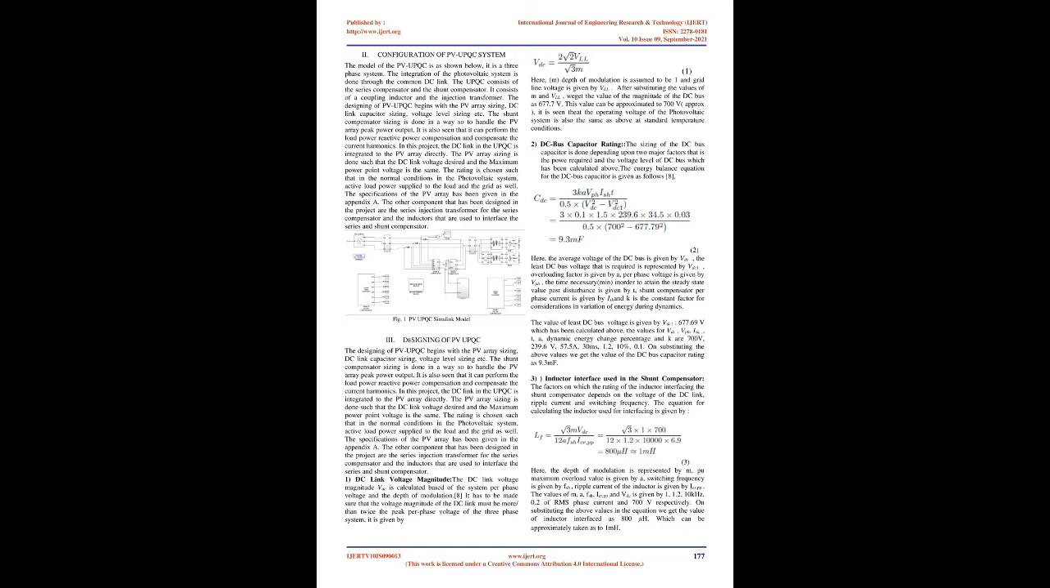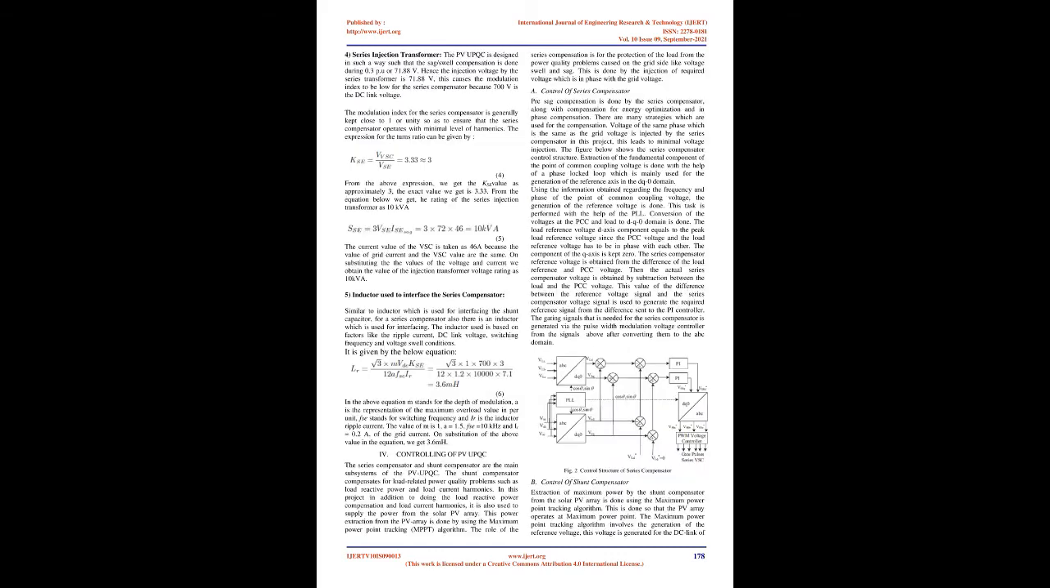Configuration of PV-UPQC system. The model of the PV-UPQC is as shown below, it is a three-phase system. The integration of the photovoltaic system is done through the common DC link. The UPQC consists of the series compensator and the shunt compensator. It consists of a coupling inductor and the injection transformer.